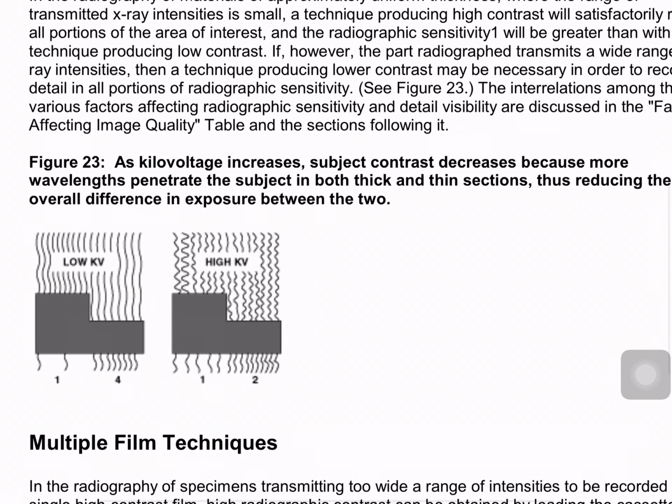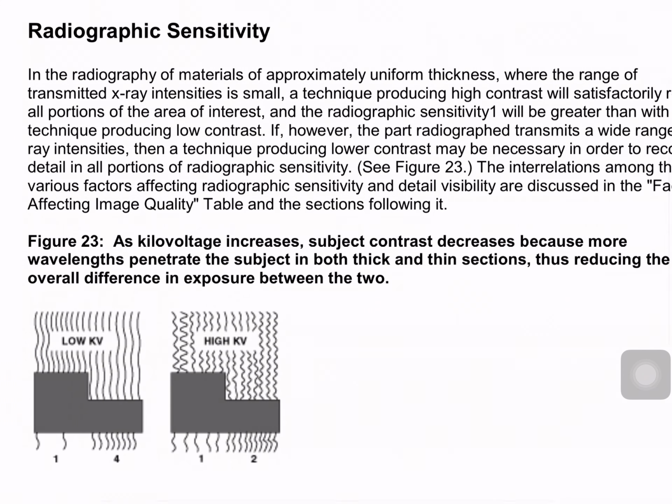So when kilovoltage increases, subject contrast decreases because more wavelengths penetrate the subject in both thick and thin sections, thus reducing the overall difference in exposure between the two. This is very important for radiographic sensitivity: how it is affected when you increase your kilovoltage, and what would be the impact on the subject contrast and overall radiographic sensitivity.